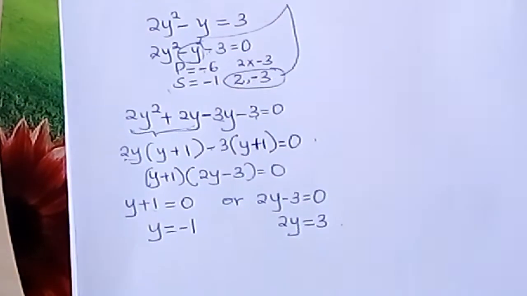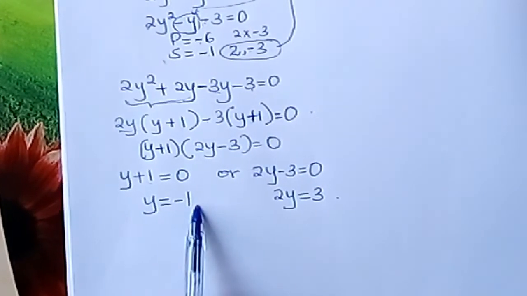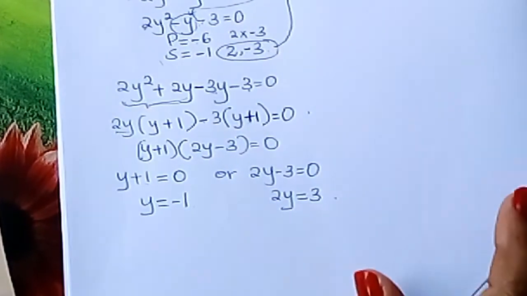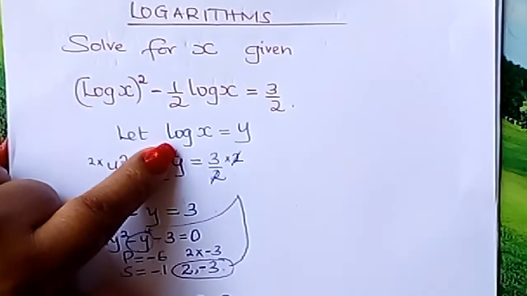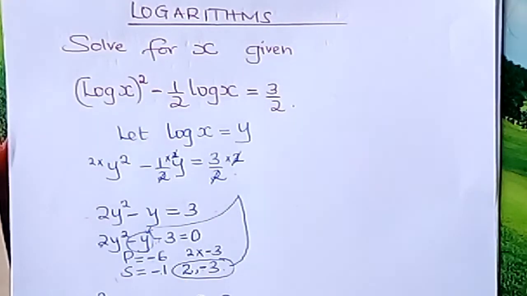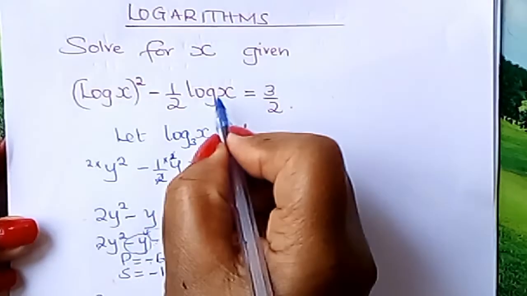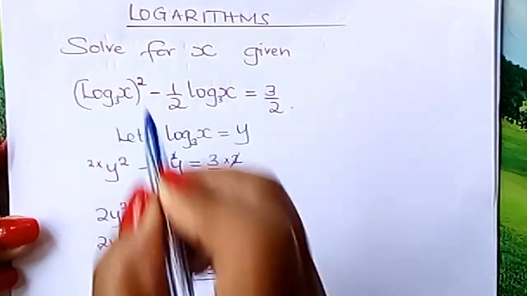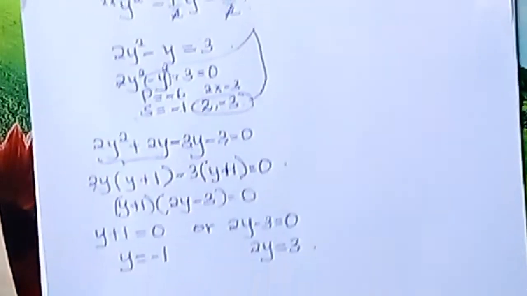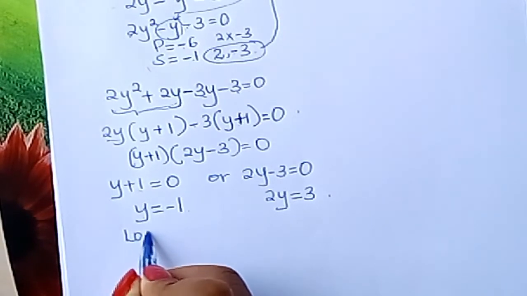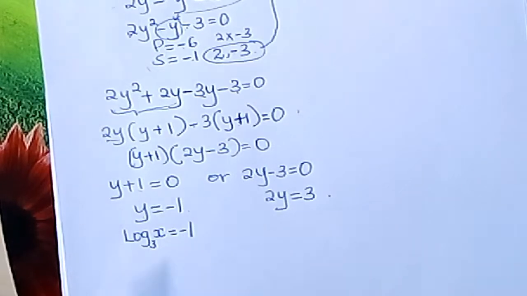So learner, from there you now come and ask yourself, y is equal to negative 1. But what was y, learner? Our y, from the very first point here, was log x. In fact, all this should be to base 3. Sorry, should be to base 3 all the way from the beginning. So our log x to base 3 was y. You come and fix it here. Log x to base 3 is equal to negative 1.